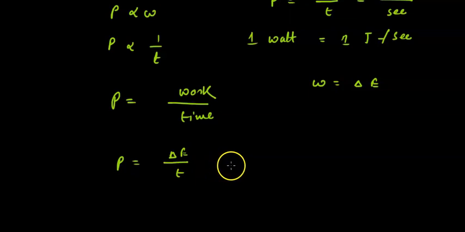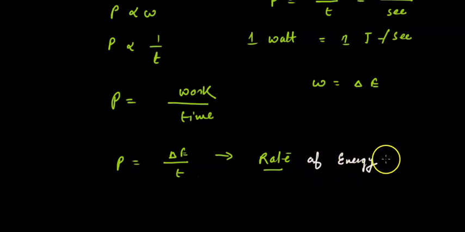And that is how the energy transferred by a body is called power, because here the energy is changing, and we are dividing by the time, so we use the word rate. Remember, in physics, whenever we say rate, that means we are dividing by the time. So we can say rate of energy transfer, or energy change, is called power.